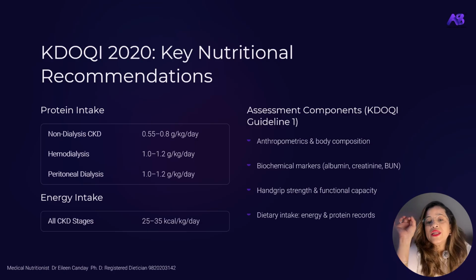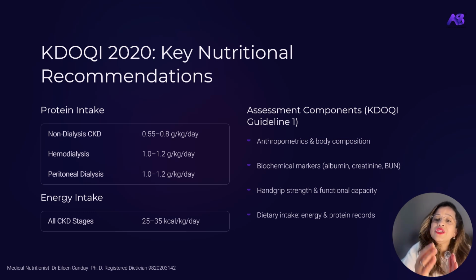So it should be at least 50% high biological value proteins. And if the patient starts dialysis, whether hemodialysis or peritoneal dialysis, protein needs to increase accordingly. So 1 to 1.2 grams per kg ideal body weight, and energy also needs to increase accordingly. So your assessment will start here.